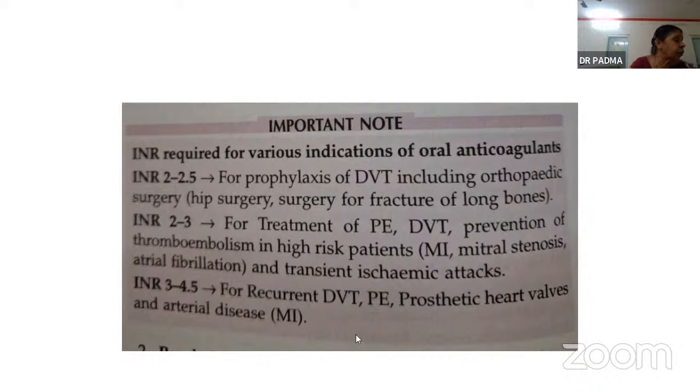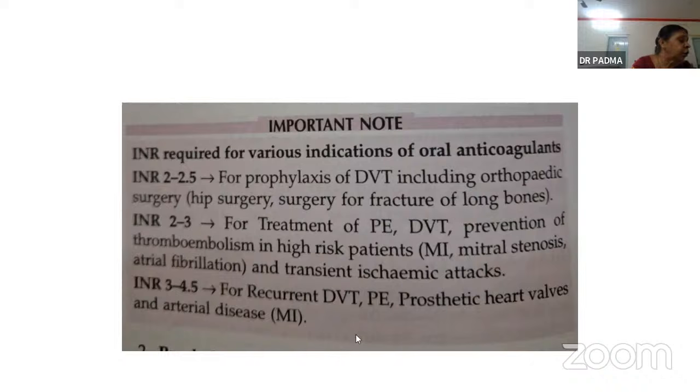The calculation of this international normalized ratio is determined by the fasting blood sample collected 10 to 12 hours after the last dose of anticoagulant, and PT is determined and calculated as follows with the control value. So how do you calculate it? INR equals PT of the patient over PT of the control.